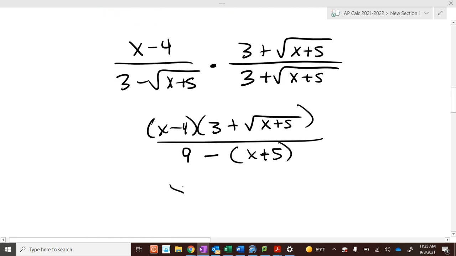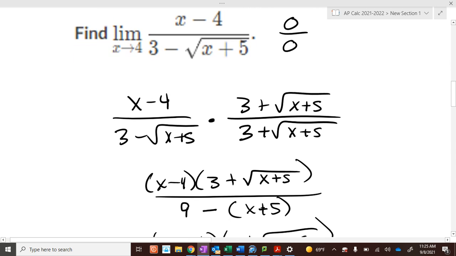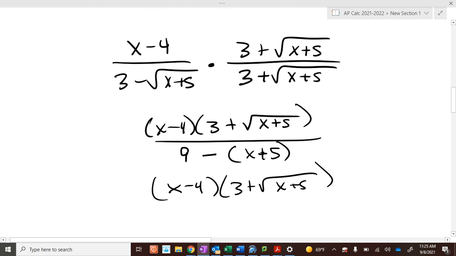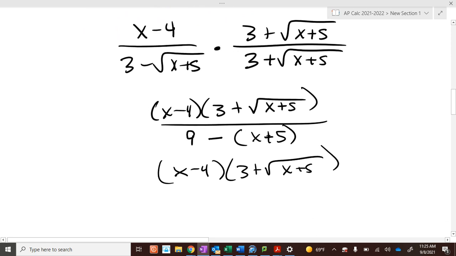Well, if we do the math, we have an x minus 4 on the top, times 3 plus the square root of x plus 5 on the top. What's 9 minus 5? 4. And Mr. Bierschbach, you made a mistake somewhere. Where did you go wrong? Oh, there it is. I see it. Okay. So I get 4 minus x in the denominator.